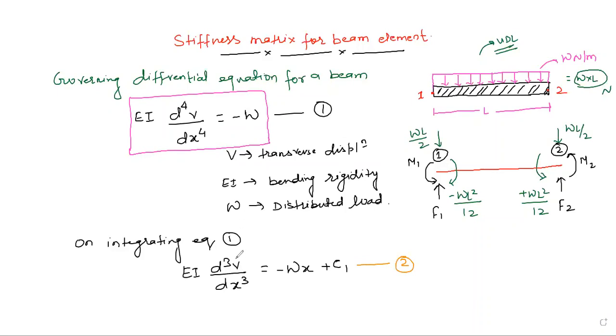Now again we are repeating the same steps. Again we will integrate equation number 2. We integrated equation number 1 and got a new equation, equation number 2. Again we integrate equation number 2. Once we integrate it, we will get EI d²V/dx², the power will decrease, equal to minus W x²/2, because the integration of x is x²/2, so minus W x²/2 plus C1 x plus C2. This will be equation number 3.